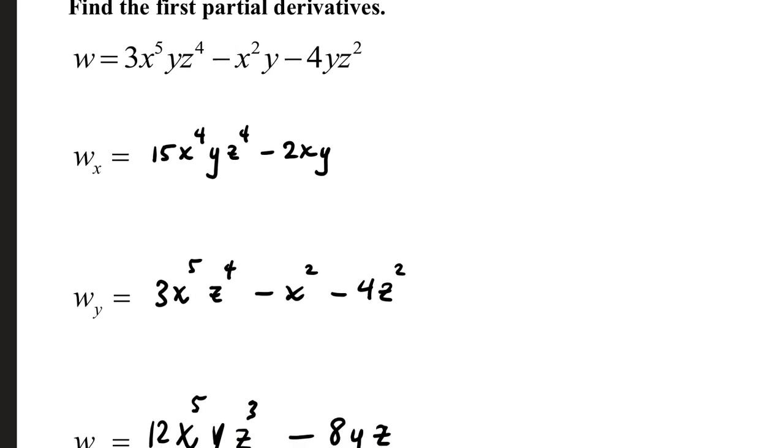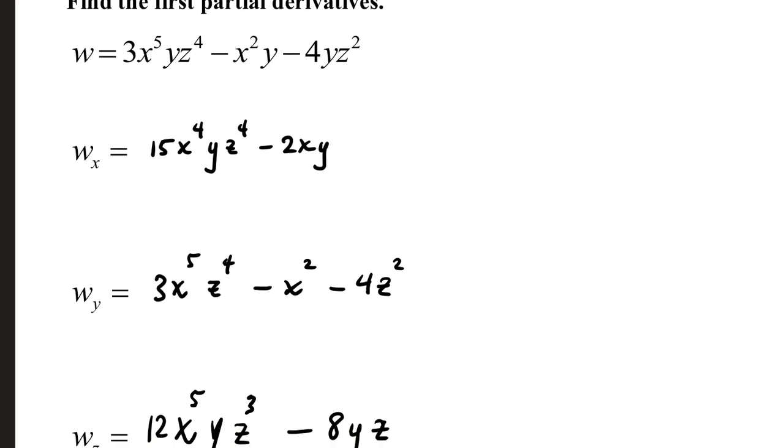Taking the derivative with respect to y, the derivative of y is 1. 1 times 3x to the fifth, z to the fourth. That'll be the derivative of the first term. The middle term, derivative of y is 1 times negative x squared is negative x squared. Third term, derivative of y is 1 times negative 4z squared is negative 4z squared.